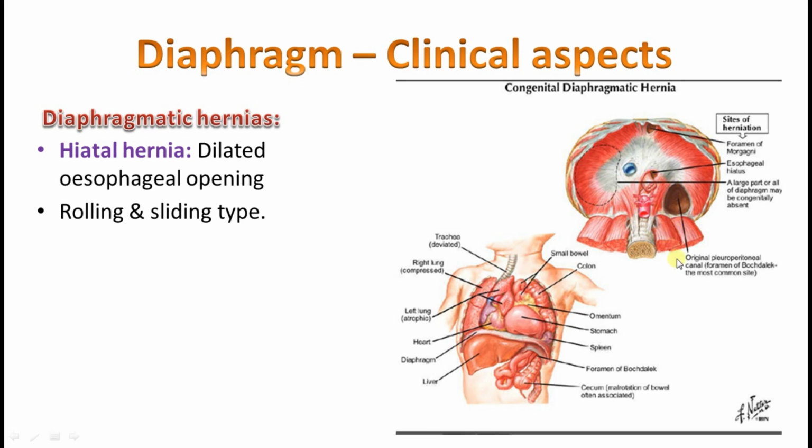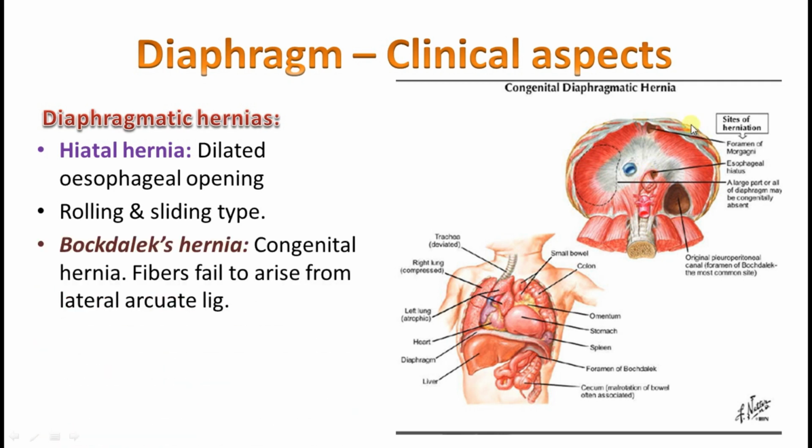In the rolling type, what happens is, through the large opening, the fundus of the stomach might herniate and present parallel to the esophagus, paraesophageal in nature. In this case, the patient will complain of nausea, vomiting, and also difficulty in swallowing. So that is about the hiatal hernia. 2 types: one is the rolling type, another one is the sliding type.